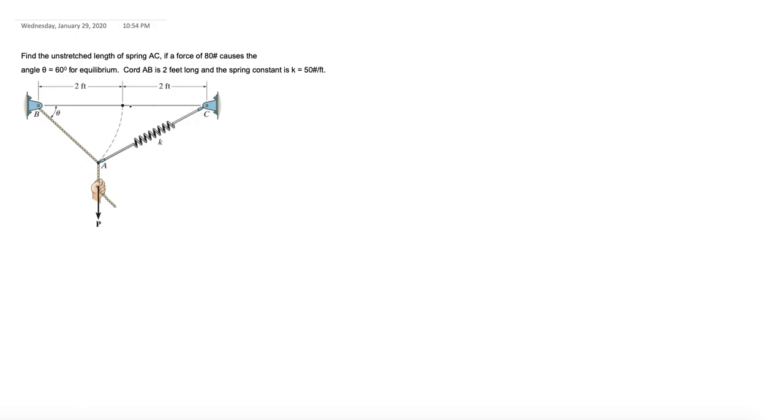So the first thing to do on those type of problems is to read the question carefully. Find the stretch length of spring AC, which is this right here, if force P, which is 80, causes the angle theta equals 60 for equilibrium. Okay. Cord AB is 2 feet long and the spring constant K is equal to 50 pounds per foot. So they gave us that this right here is 2 feet, and they also told us the spring constant K.